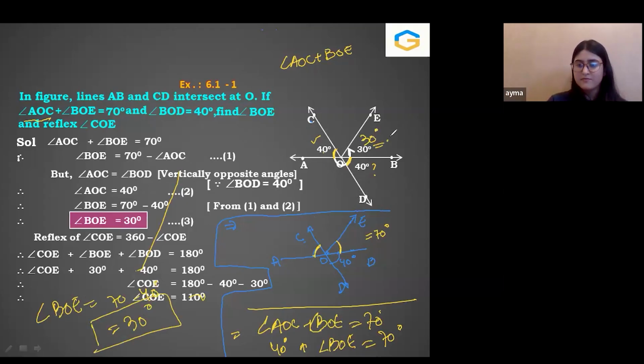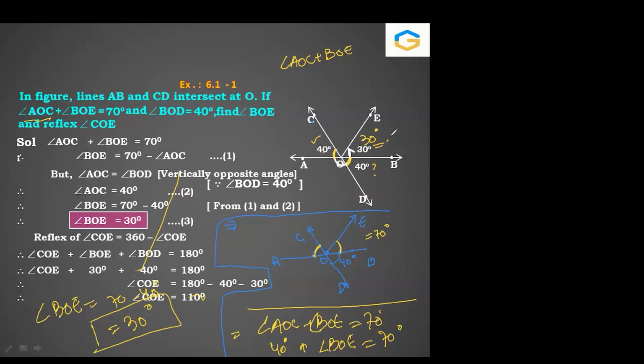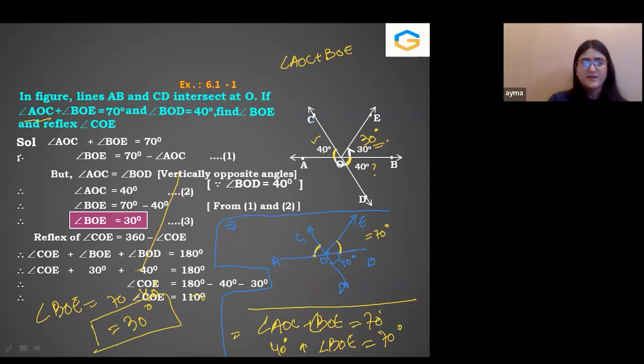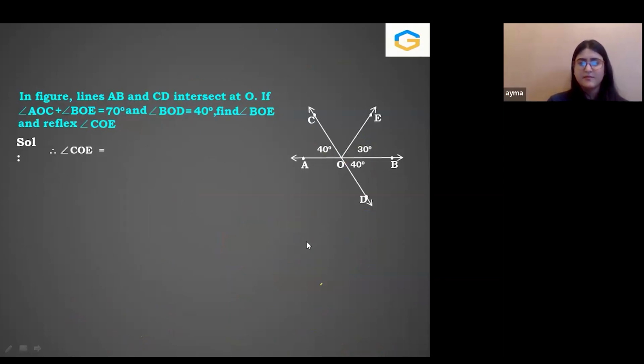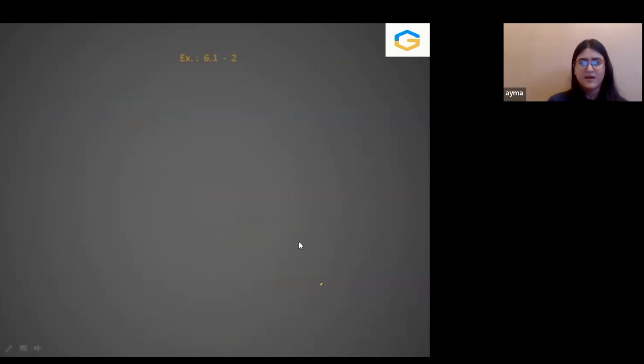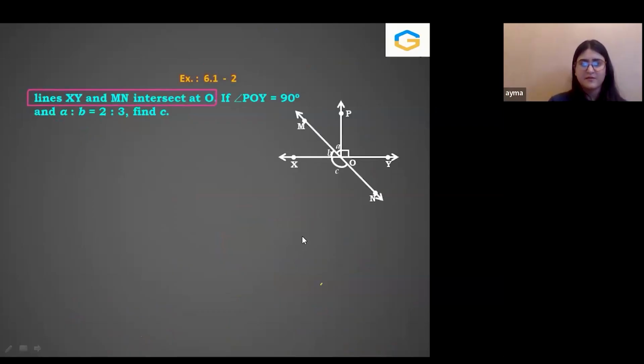समझ आया? Is this clear for everyone? Yes, ma'am. I hope there is no difficulty or doubt in this. It was pretty easy. बाकी रिफ्लेक्स का वो हम बाद में देखेंगे, रिफ्लेक्स हम अभी नहीं करेंगे.